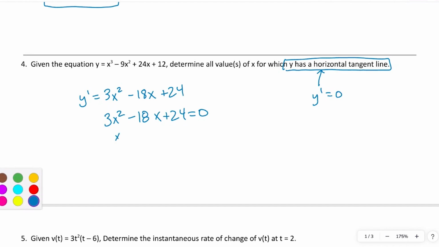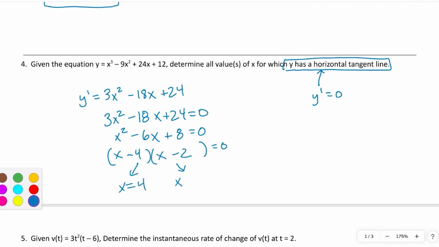Now 3x squared divided by 3 is just x squared. 18 divided by 3 is going to be 6, so minus 6x. And 24 divided by 3 is 8. So now we've got a quadratic that's just going to be a little bit easier to solve. The 2 factors here are going to be x, and then each one is going to be 2 numbers that multiply to give you 8 and add up to negative 6. It's going to be negative 4 and negative 2. So x minus 4 and x minus 2 are my 2 factors. If I set both of those equal to 0 and solve them individually, I'm going to get x equals 4 and x equals 2. And those are your 2 solutions.